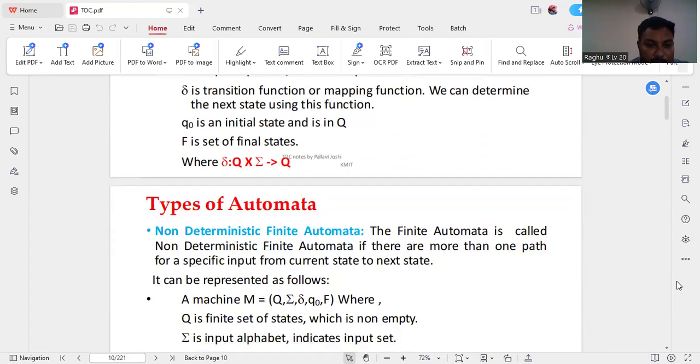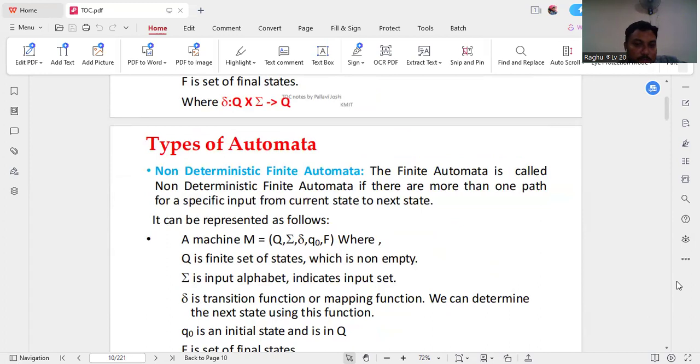Then coming to the second type of finite automata, that is non-deterministic finite automata. The finite automata is called non-deterministic finite automata if there is more than one specific path from the current state for the current input. And this is also denoted with M, and M consists of 5 tuples. Those are Q, sigma, delta, q0, F, where Q is the set of states which is non-empty, and sigma is the input alphabet, which indicates the input set. Delta is a transition function or mapping function.